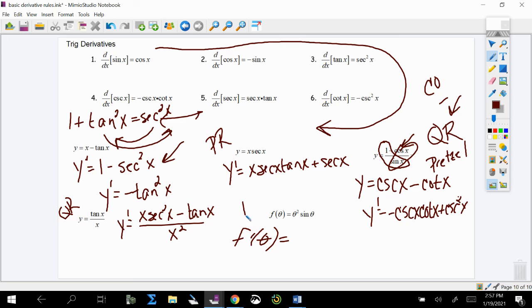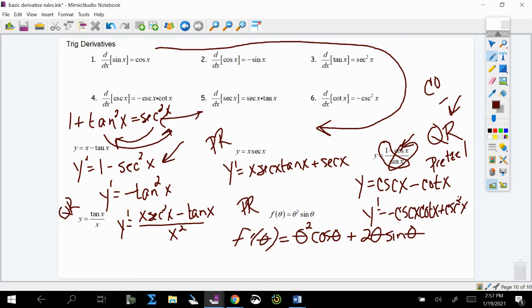So this is a product rule. So first times the derivative of the second. Derivative of sine is cosine. Plus second times the derivative of the first. I'm going to put the derivative of the first in the beginning just because I think it's easier to write that first. And then the sine of theta.